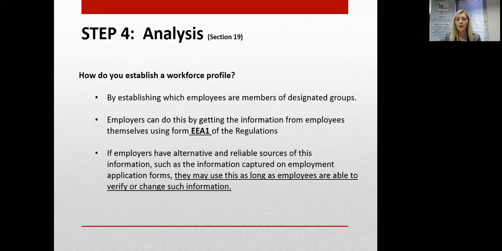When we establish step 4, which is your section 19, your qualitative analysis, we need to look at your employees that are members of the designated groups, as spoken about before. How we do this is through an EA1 form prescribed from the Department of Labour, which has your name on it, your surname, which race you are from, which gender, if you're a foreign national or not, and if you have a disability or not. It is a confidential document.